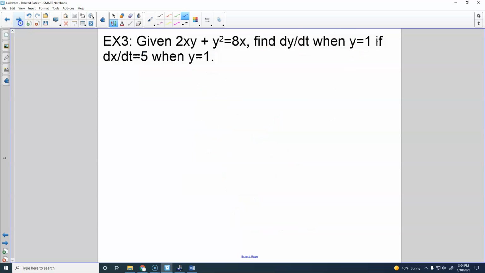Okay, let's try another more difficult one. This is probably going to be the last one we get in. Alright, now this is very similar to what we were doing for implicit differentiation. But we're taking the derivative with respect to t instead of with respect to x. So everything needs whatever dt with it.